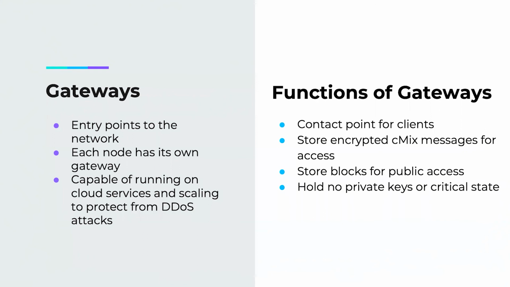They also do a few other things. They store encrypted messages for access. Now, not every gateway stores every single message. There's a partial sharing, and that also is important for its privacy properties. They also can store blocks for public access. This is the point where if you want to download specific blocks to check them, you can. It's important to note that they don't really hold any private keys or critical state. They're highly scalable, and they're not really the workhorses. They're the gateways. So I think now I'm going to pass off to Will to discuss a few other integration properties.